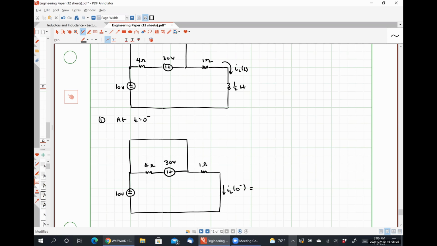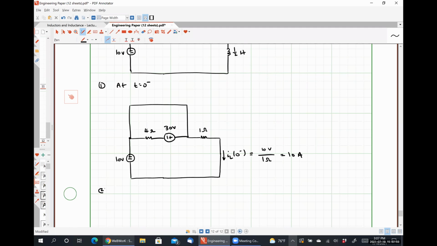Would that 4 ohm and 30 volt be shorted out? So would it just be the current flowing through that 1 ohm resistor? So it is the current flowing through the 1 ohm resistor, and you are correct that the 30 volt source in series with the 4 ohm resistor are shorted out. So I repeat my question: what is IL at 0 minus? 10 amps, yeah. 10 volts divided by 1 ohm is just 10 amps. Absolutely right.